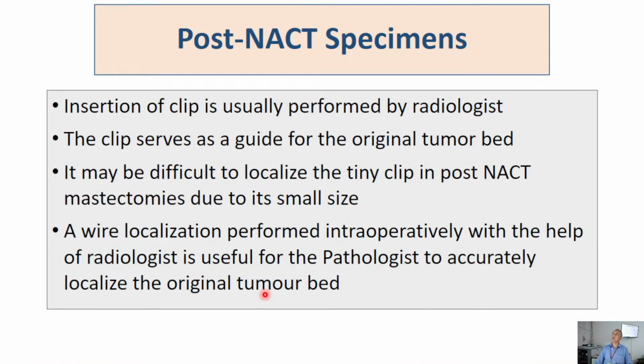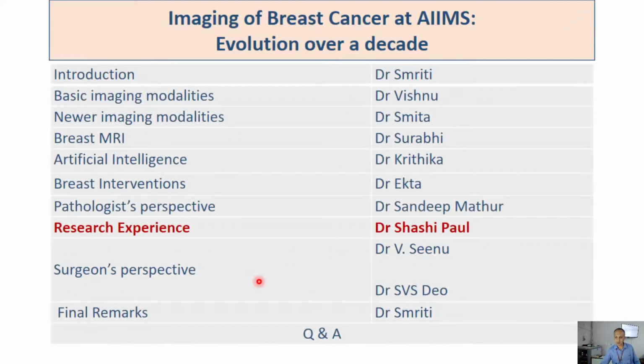And lastly, regarding the post-NACT sample, initial insertion of a clip, we all know, is usually performed by the radiologist. It serves as a guide for the original tumor bed. And you know, this kind of tiny clip, 2 millimeters or less, can be difficult in post-NACT mastectomies to really trace during grossing, or sometimes it may just fall off. A wire localization performed intraoperatively is very helpful for us to accurately localize the original tumor bed. So with that, I think I have summarized the practical difficulties we face as pathologists.